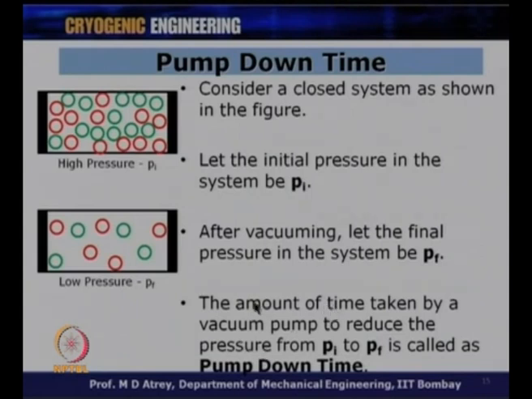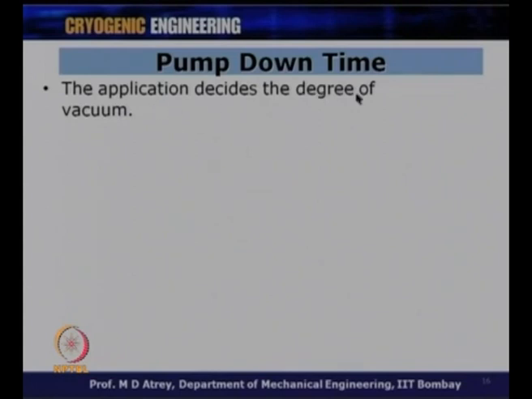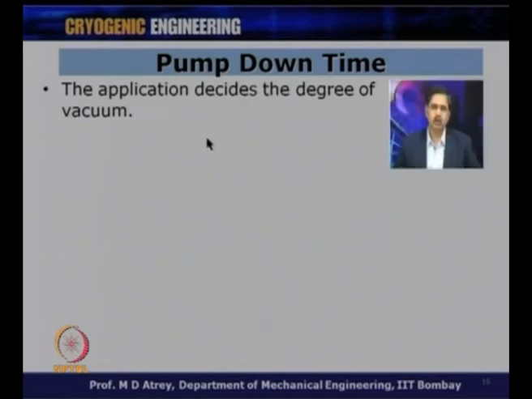Alright, so this is very important, and it depends on what my Pf is, what my conductance is, how I connect that conductance to the vacuum pump, and all those parameters will determine my pump down time. So, application decides the degree of vacuum. If I want to do a particular experiment, that experiment will decide what degree of vacuum I require, what my Pf requirement is, whether I want 10^-5 torr, 10^-6 torr, 10^-3 torr vacuum levels, and this is what we call the degree of vacuum.